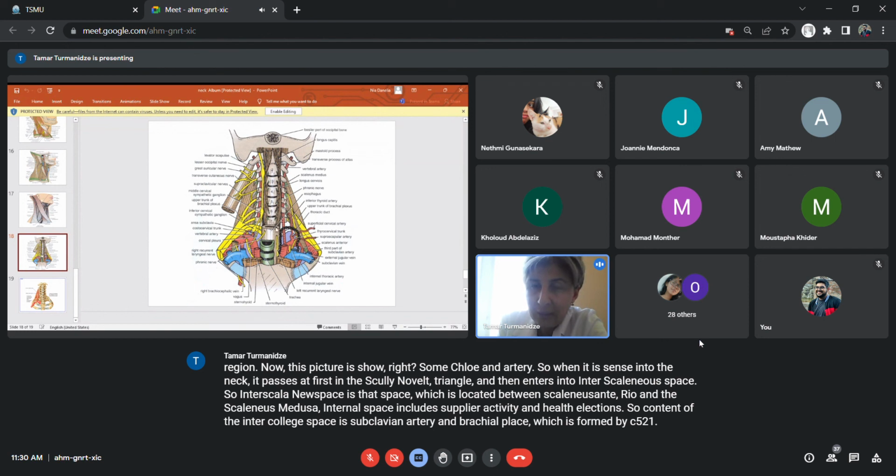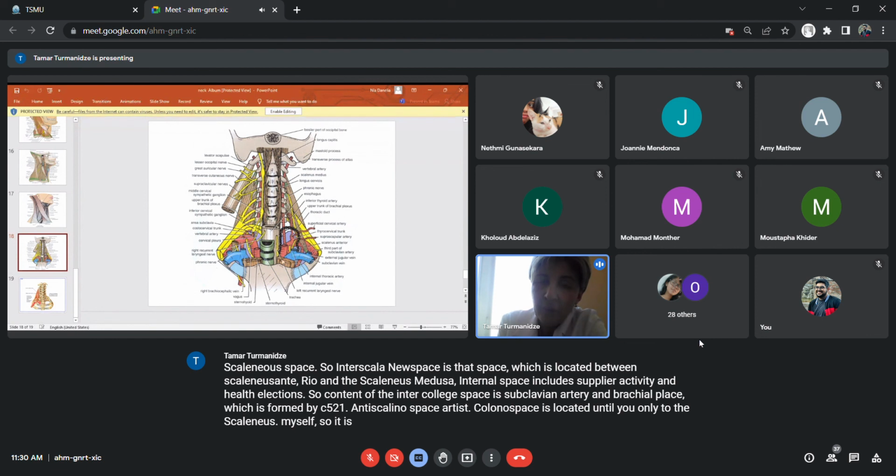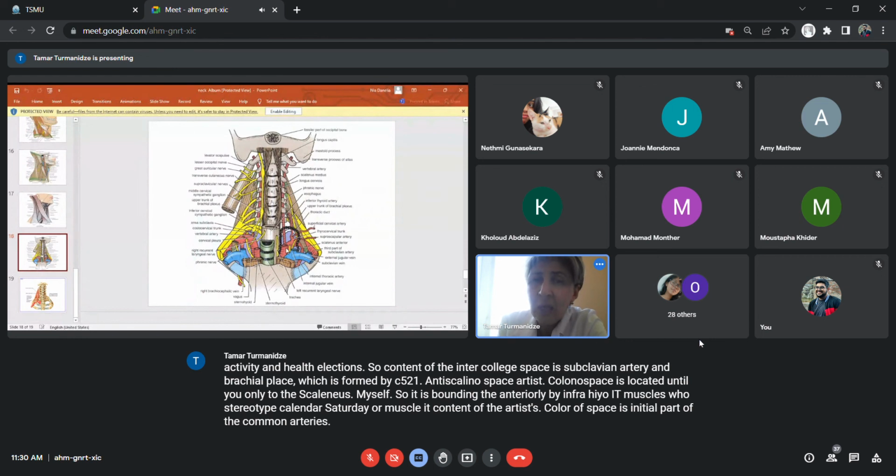The antescalenus space is located anteriorly to the scalenus muscle. It is bounded anteriorly by the infrahyoid muscles and posteriorly by the scalenus anterior muscle, and the content of the antescalenus space is the initial part of the common carotid arteries, the vagus nerve, and the phrenic nerve, which pass in these spaces.